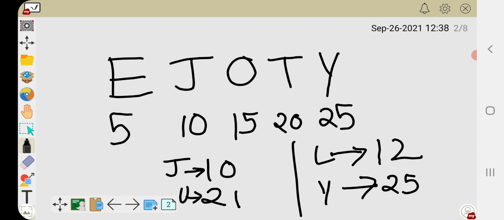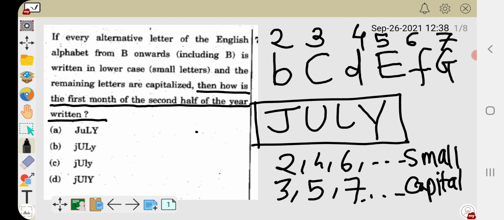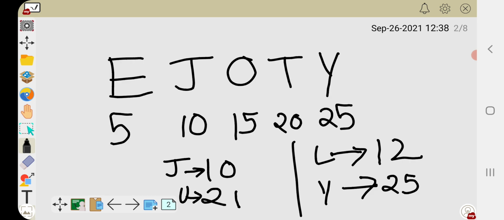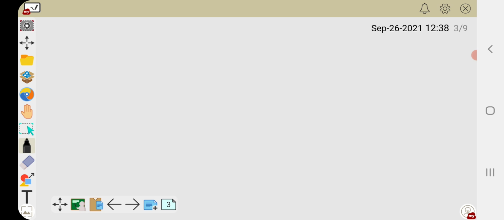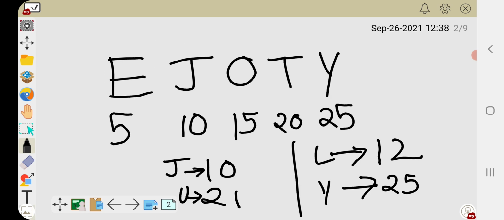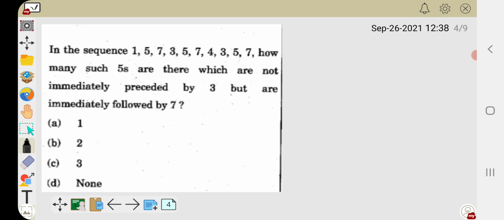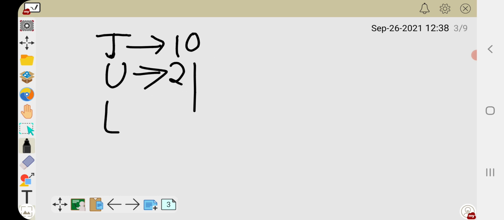Then we have the inference that every even number, 2, 4, 6, is written in small letters, and every odd number is written in capital letters. So here J is 10, an even number. U is 21. L is 12. And Y is 25.